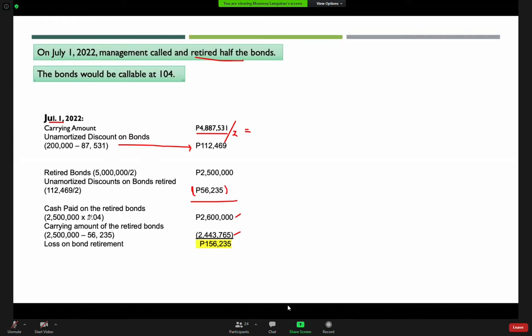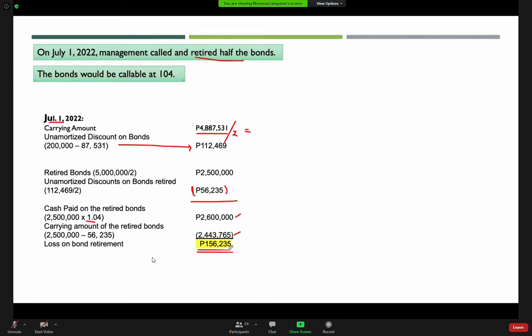The retirement price is 104, yung quoted niya. So that is 1.04 multiplied to the face value of the half of the bond kasi kalahati lang ni-retire. So ibig sabihin, ang babayaran ng corporation is 2.6. Pero ang carrying amount lang ng liability is 243,765. So, yung difference, dahil mas malaki yung binayad natin compare sa carrying amount, that will be a loss.